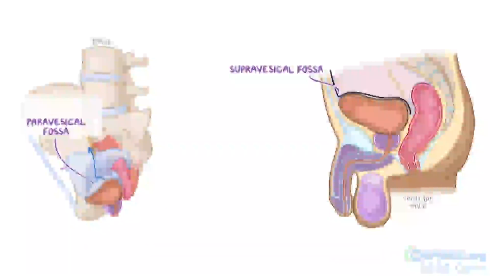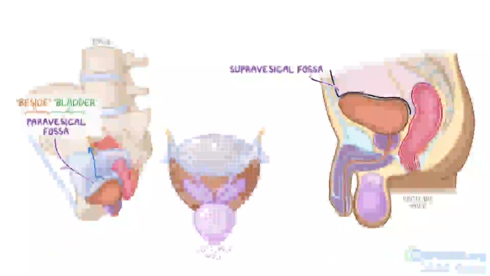To remember this, para means beside and vesicle means bladder. So these fossae are beside the bladder. The peritoneum continues posteriorly to cover the posterior wall of the urinary bladder. Here, the peritoneum crosses the distal parts of the ureters and the ductus deferens on each side, creating paired peritoneal folds called the ureteric folds.